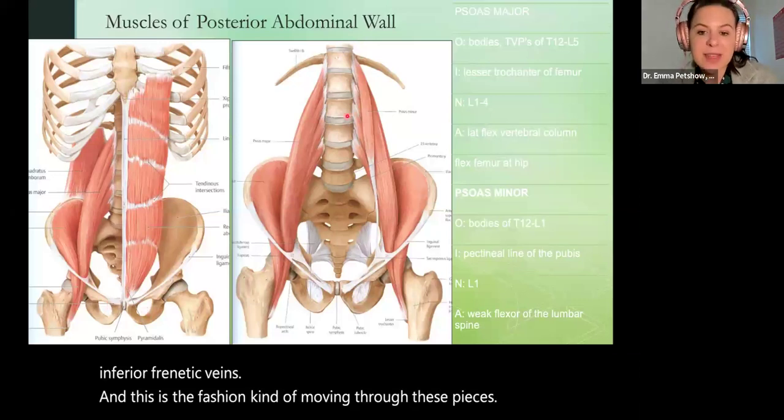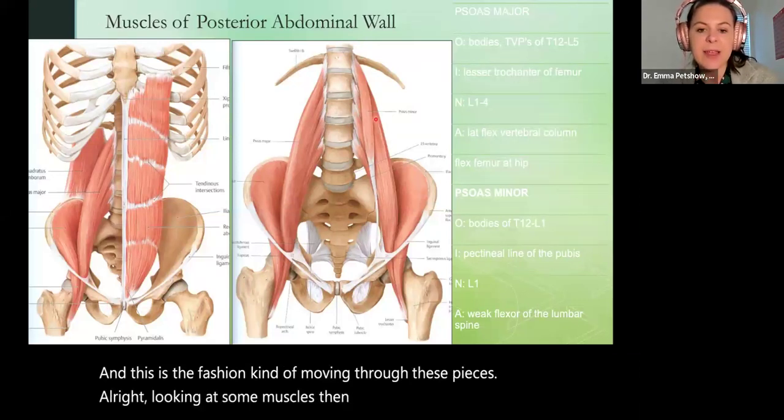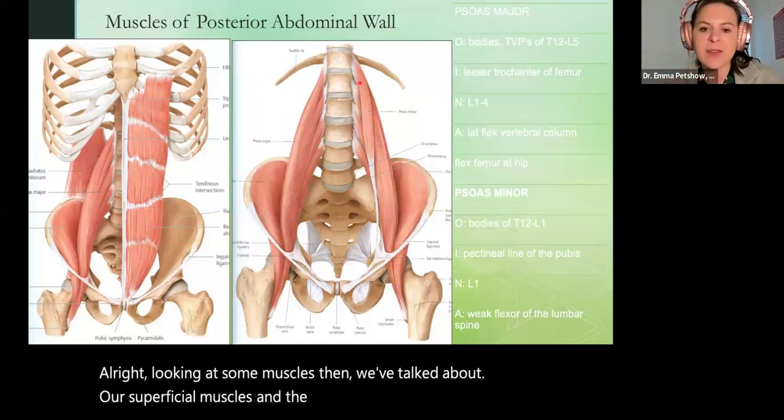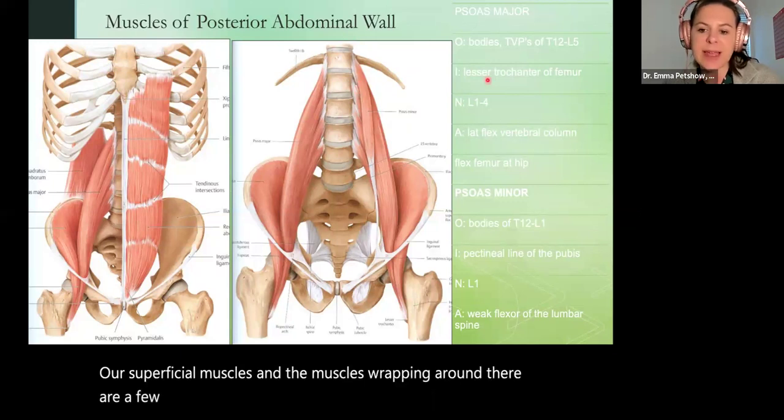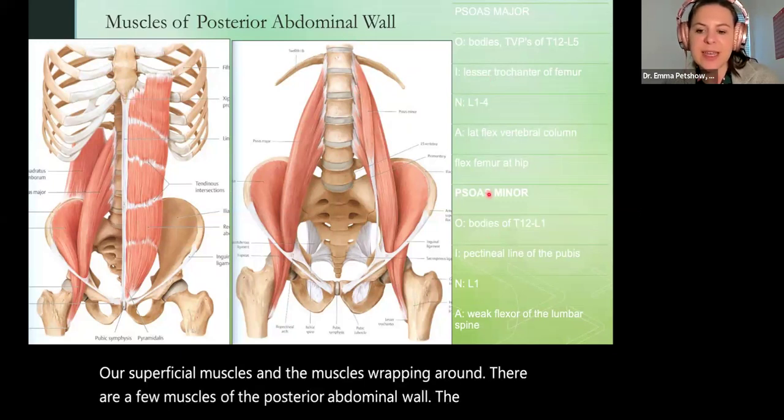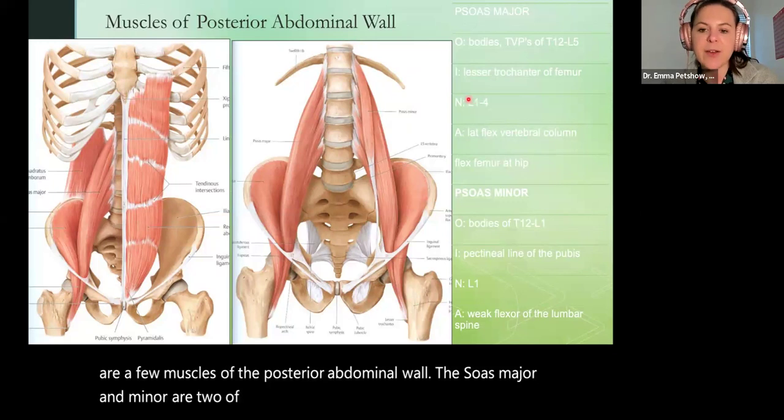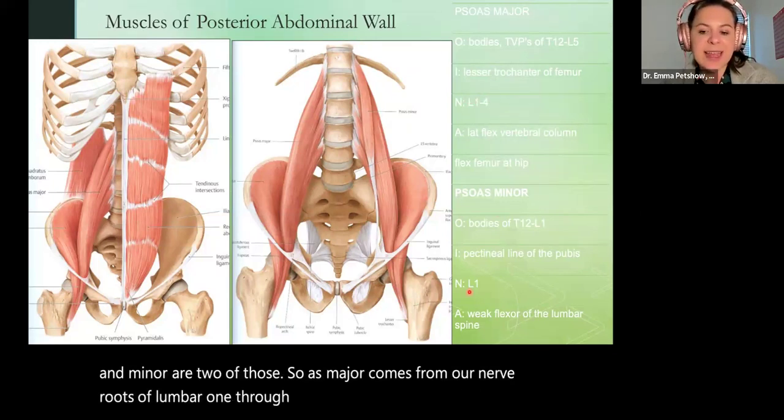Looking at some muscles then, we've talked about our superficial muscles and the muscles wrapping around. There are a few muscles of the posterior abdominal wall. The psoas major and minor are two of those. Psoas major comes from our nerve roots of lumbar 1 through 4. Psoas minor only gets L1, so that's a good distinction point.